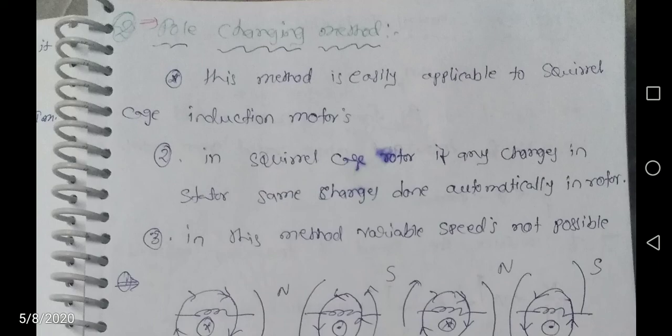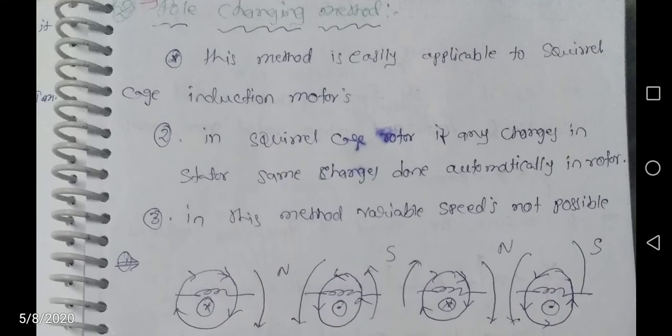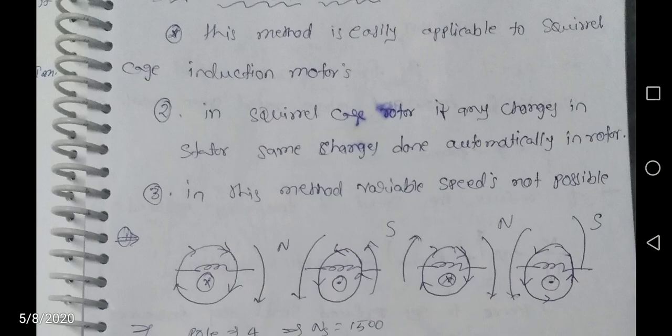So the rotor poles here are induced poles. If any changes are made in the stator poles, the same changes will be done automatically in the rotor. This method is easily applicable to squirrel cage induction motors. In this method, variable speed is not possible because it is a fixed speed.